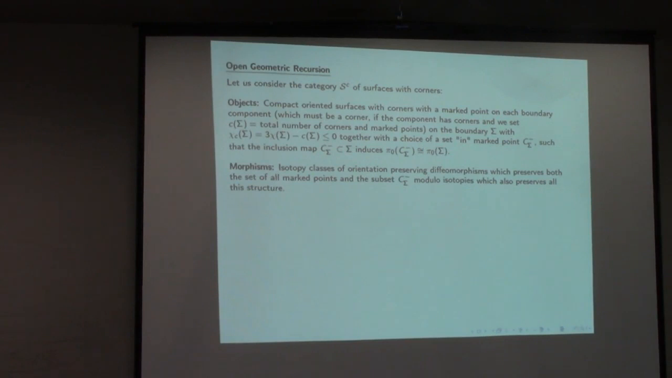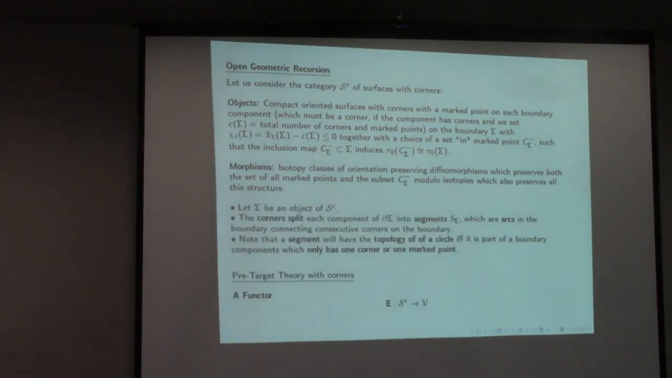Okay. Very good. So let's take such a surface with corners. Then, of course, what happens is that the corners are splitting the boundary components into segments. So like over here, I have 3 segments, right? This one, that one, and that one. In this case, you have one segment. And of course, what you can see is that the segment might have the topology of a circle, and that happens if and only if a given boundary component only has one mark point. Very good. And now a pre-target theory with corners is a function from this category of surfaces to vector spaces again.